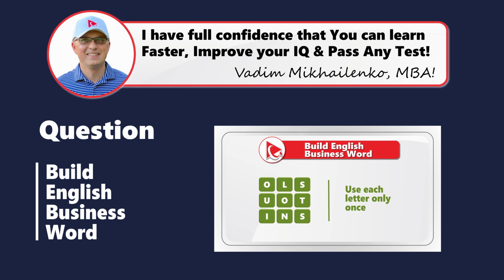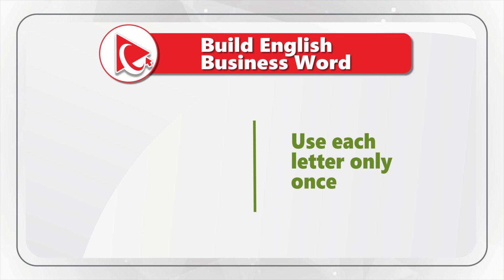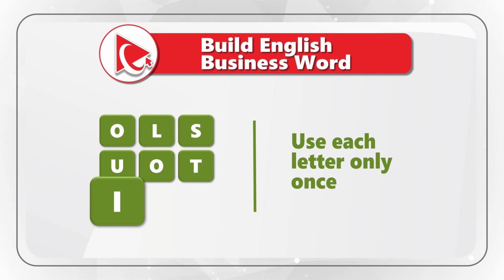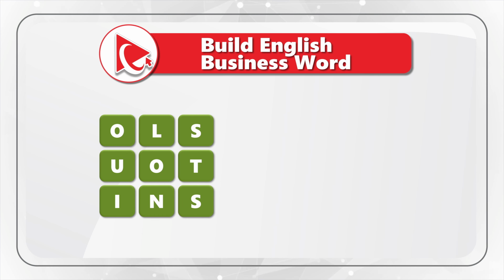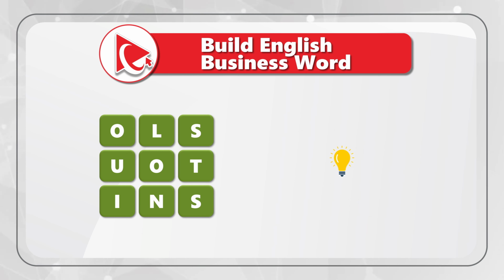You're presented with 9 letters of the English alphabet, and you need to build English business word. The letters are OLS, UOT, INS. Take a close look to see if you can construct English business word. I am going to give you a quick hint. The word refers to a set of products, services, and strategies that are designed to solve specific business problems and meet the needs of organizations. Did you figure it out?